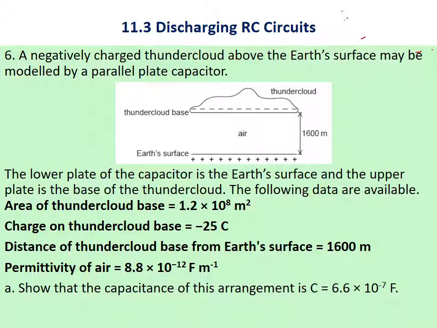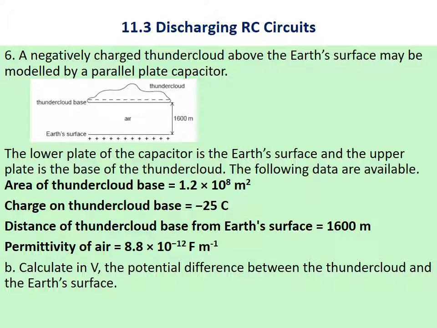Show that the capacitance of this arrangement is 6.6 times 10 to the negative 7 farads. So for this, we will use this equation: C equals epsilon times the area of the plate divided by the distance. All of that is provided. Plug and chug. Part B, calculate in volts the potential difference between the thundercloud and the Earth's surface.